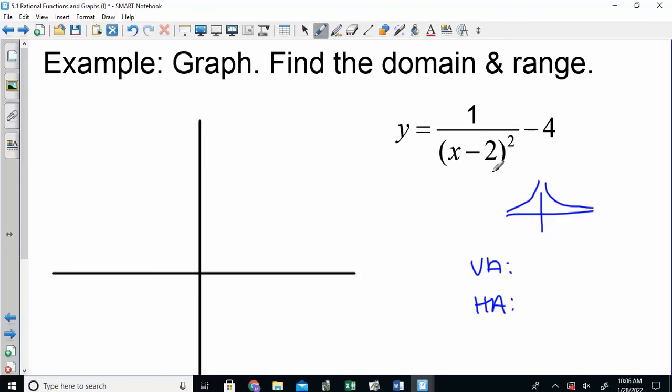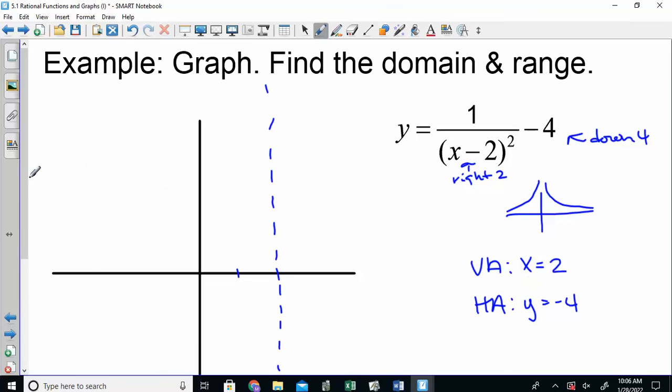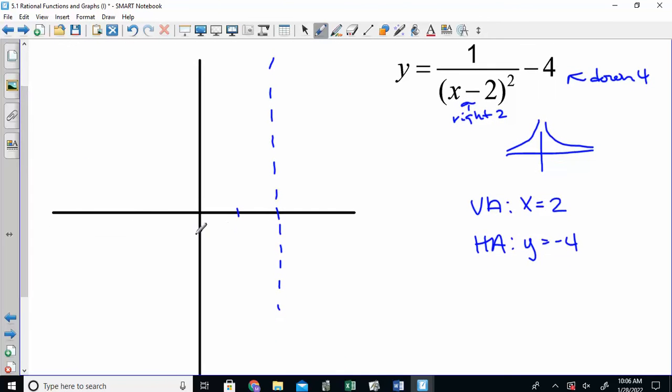What does this minus 2 do to my graph? Makes it go right. We go right 2. So where does my vertical move to? Positive 2. So vertical asymptote would be at x equals 2. And then horizontal would be y equals... She asked what it was. So we're going right 2. And minus 4 would go down 4. So the horizontal moves down to negative 4.